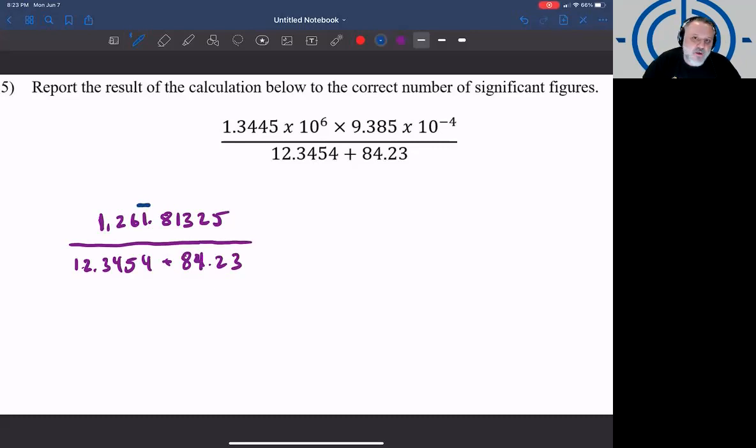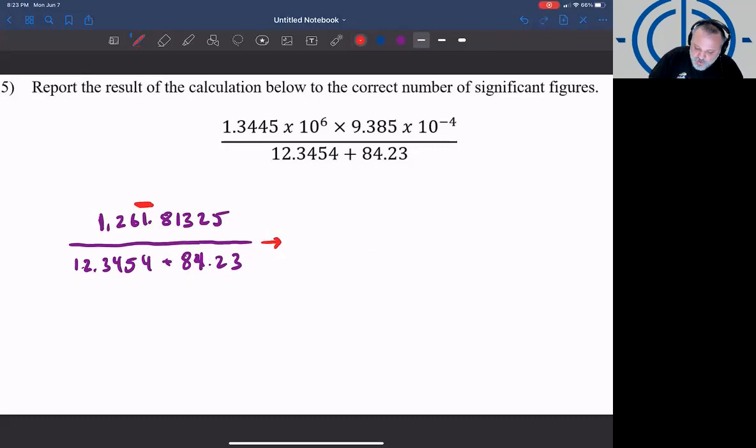I don't want to round at this point. I want to carry along the 0.81325, because if I round at this point, I'm introducing a rounding error into the calculation. What I want to do is just keep track of the significant figures, and that's what this little line is for. It's to notate that that's the number of significant figures that the numerator now has. It has 4.